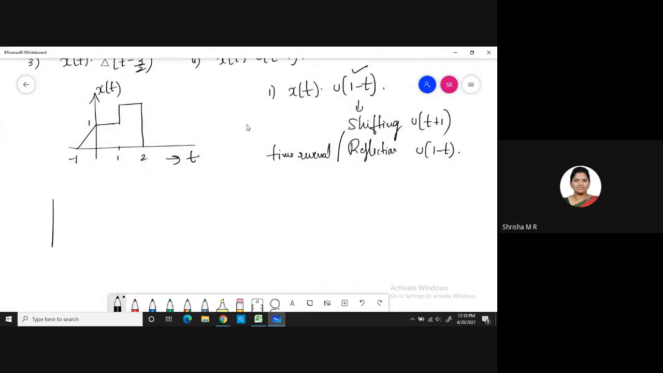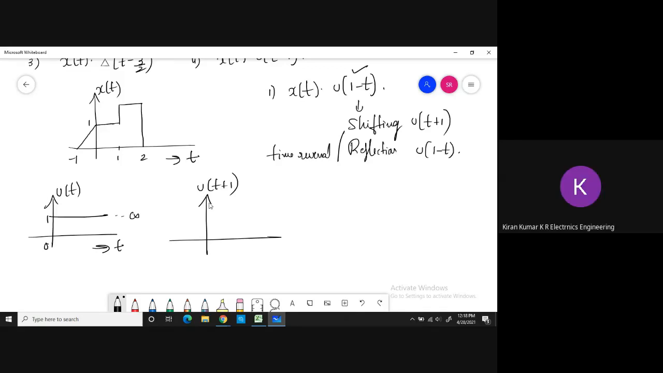So we know that we have a continuous time unit step signal u of t. So it will start from 0 and it will go up to infinity with an amplitude of 1. Okay, then you have to plot u of t plus 1. Shifting, first is shifting from the law of precedence. So from where will it start, the signal u of t plus 1? Minus 1. Minus 1.